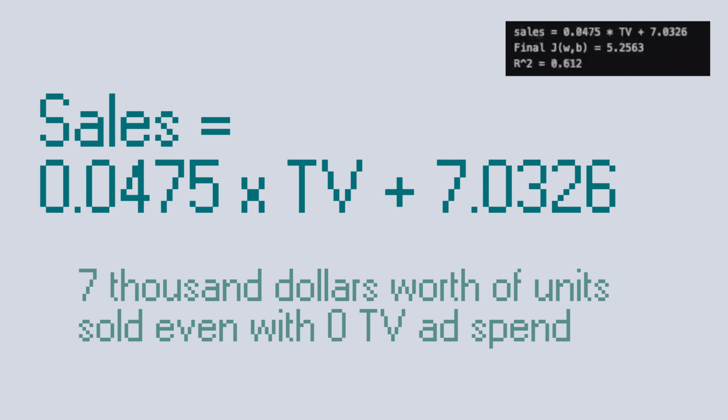Which is pretty reasonable because products can still sell because of brand recognition, repeat customers, or other factors that aren't in our model. These coefficients match the values reported in the ISLR textbook, which is a pretty good sanity check. This means that we've successfully reproduced the same linear regression from scratch.